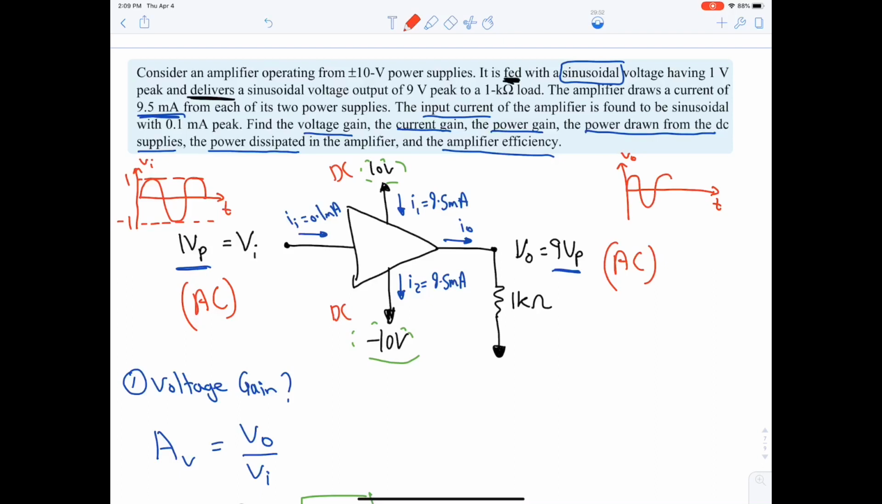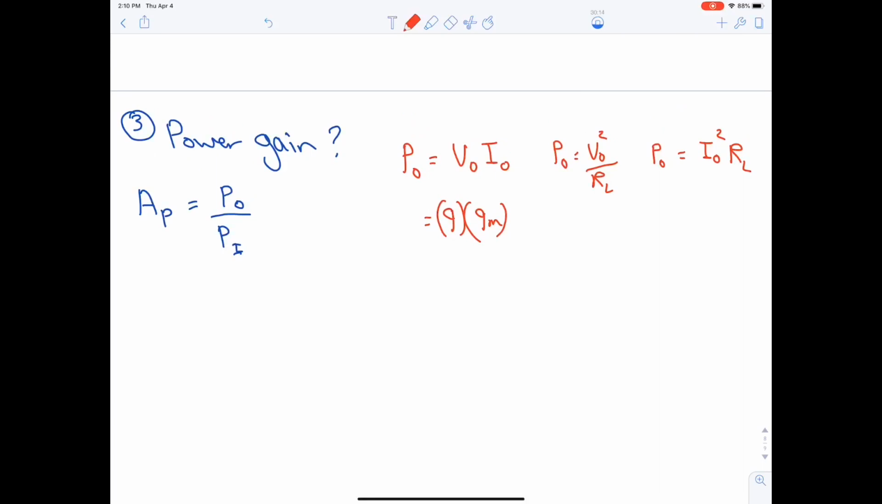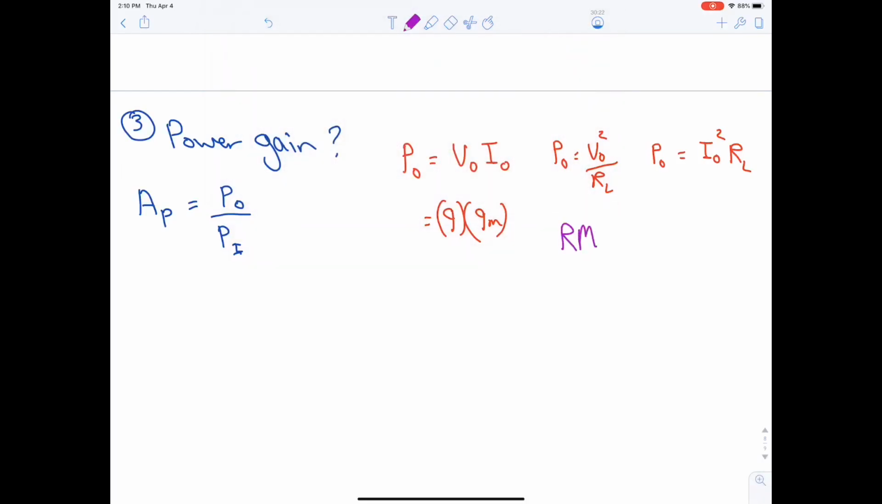Waveform of V output. The peak value is 9 with -9. Okay, so here why did we choose 9? 9 is only the peak value. It does not represent the entire signal. So a better way to represent the entire signal is to use RMS. What is RMS? RMS is root mean square.